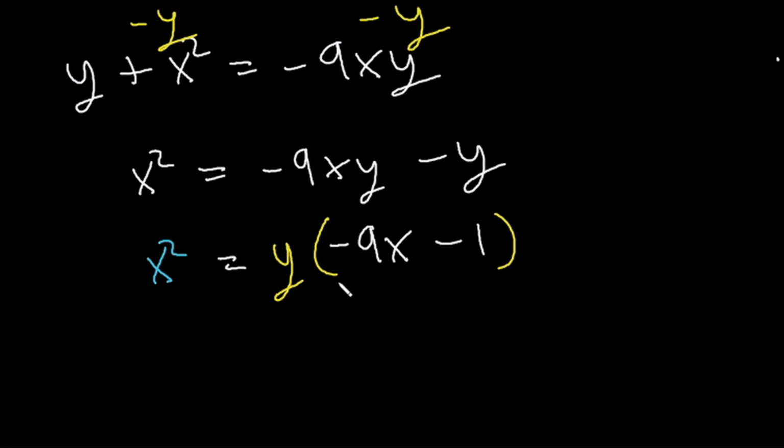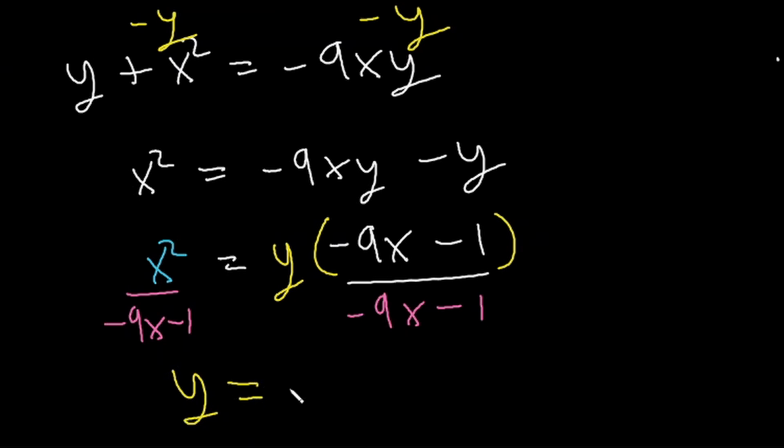The last thing we need to do is divide by negative 9x minus 1 on both sides, and then we'll have our y isolated. So if we do that, divide by negative 9x minus 1, and divide by negative 9x minus 1 over here, then finally we'll end up with our answer for y, which is going to be y is equal to x squared divided by negative 9x minus 1. And we're done.